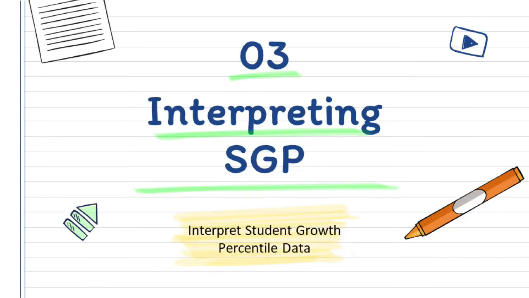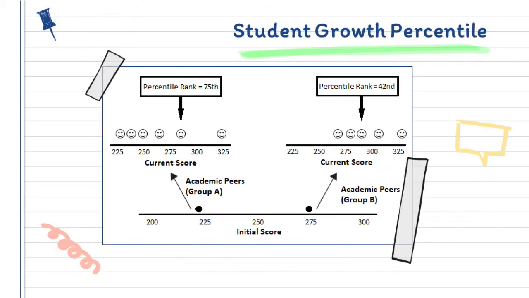Now, we'll take a look at interpreting student growth percentile data. Let's get interpreting the score. Here we have students compared to their academic or initial level peers. That means that instead of comparing a student's growth to an entire grade level group, the students are compared to peers that started at the same achievement level.